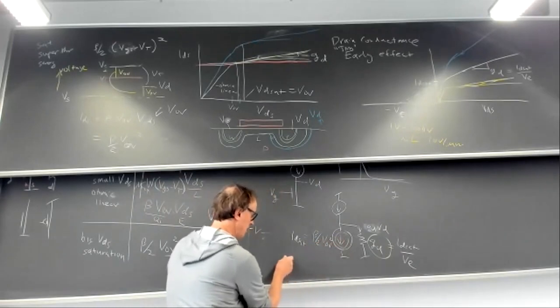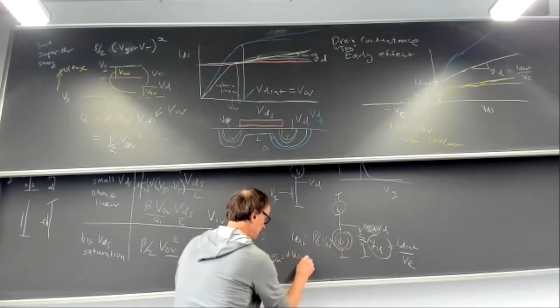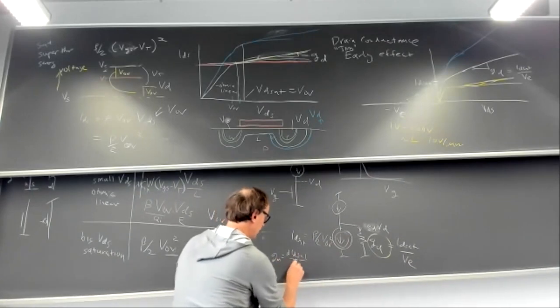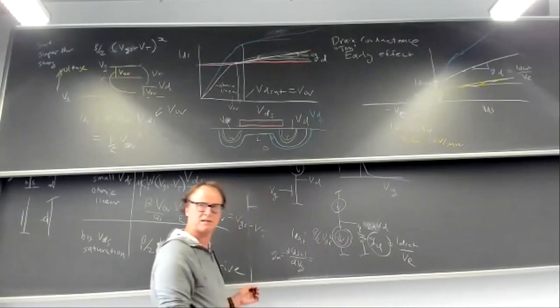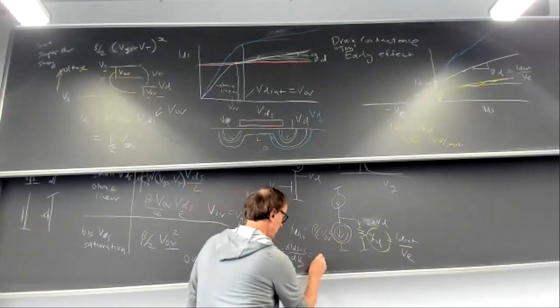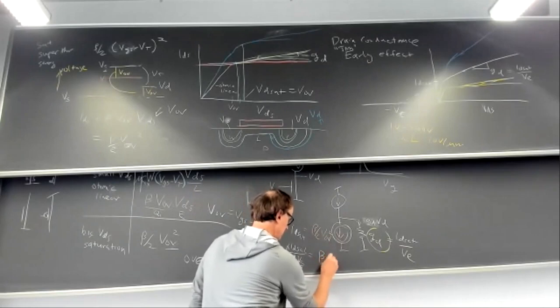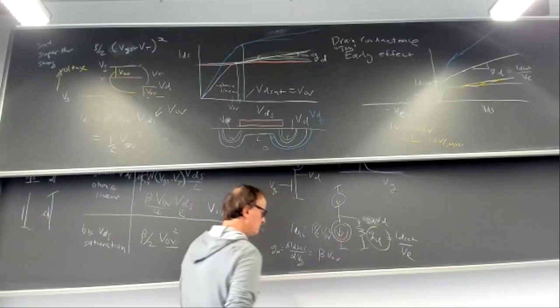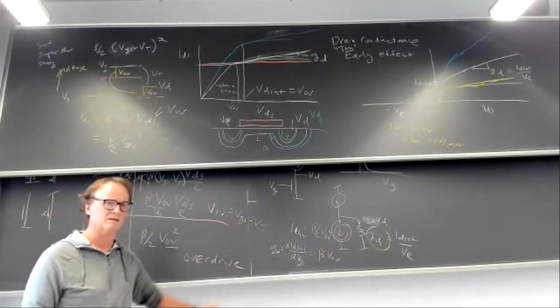So you have to compute the GM, which is dID sat over dVG. It's called the transconductance. And you have to compute the derivative of this with respect to VG, right? It's just using the chain rule. It's just beta. The 2 comes out. It's beta times the overdrive. If you differentiate that with respect to overdrive, that's the transconductance.